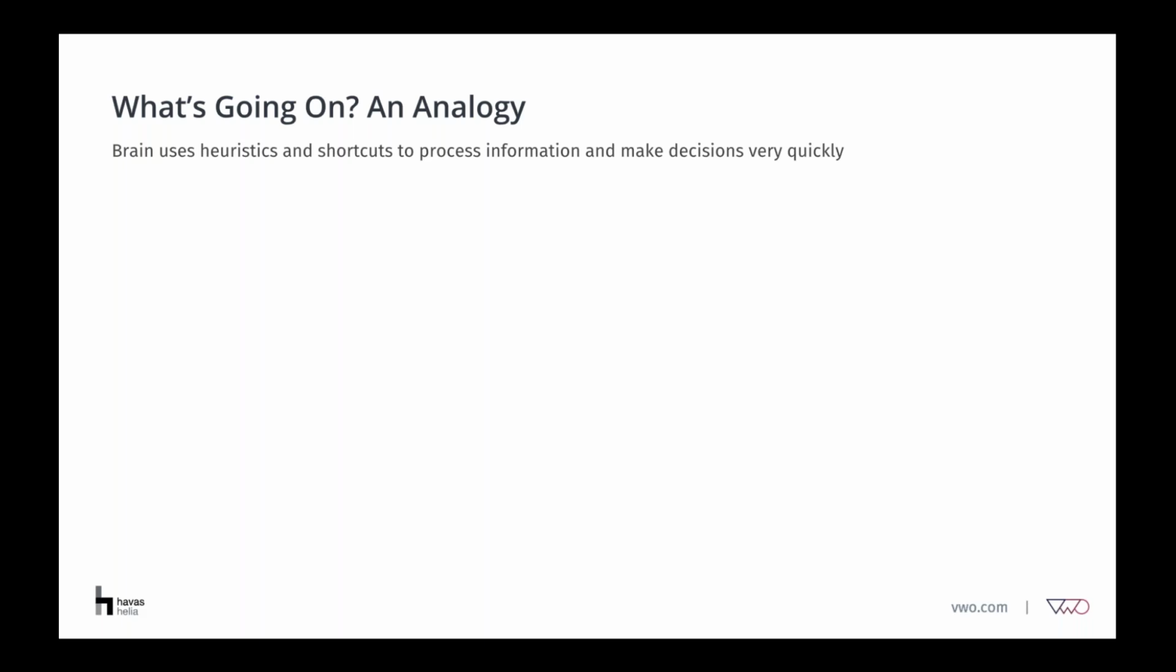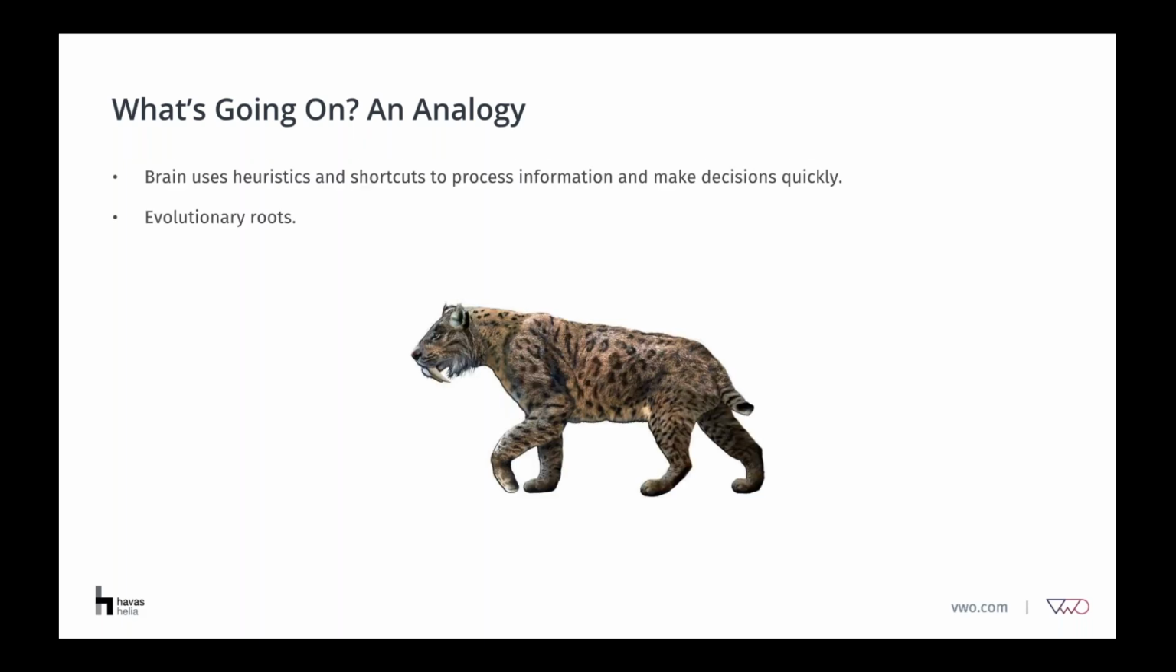So what's going on? It's very important to understand what's going on and what explains that. So our brain is using heuristics and shortcuts to process information and make those decisions very quickly. So it's physiological. The brain is wired that way. It's impossible to change. So our brain is perceiving information, outside information, and processing it using shortcuts just to get a decision very, very fast.